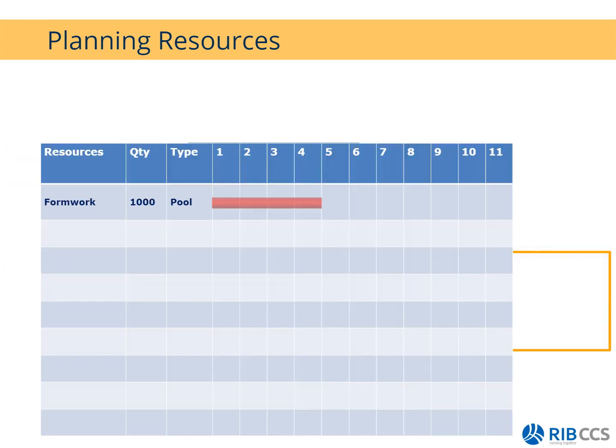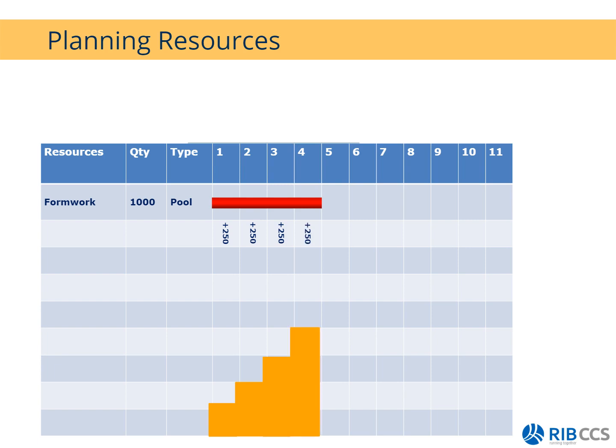All right, if we look at this in a lot more detail, this is the example we have: formwork, running for a duration of 4 days. I will allocate 250 per day until I get to my 4th day to make the 1,000. Then it will remain in the system for the duration of this positive allocation that you've done.